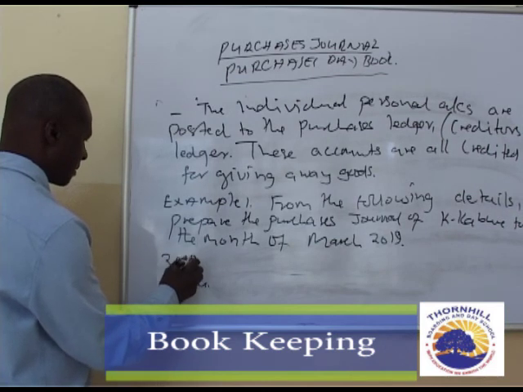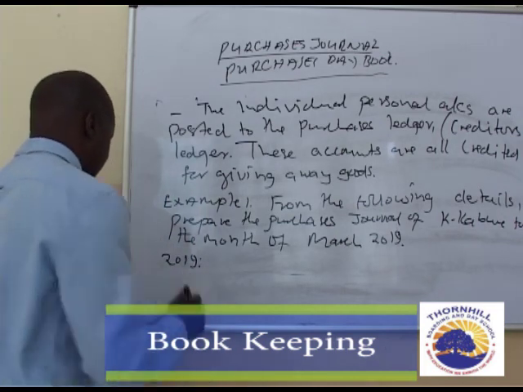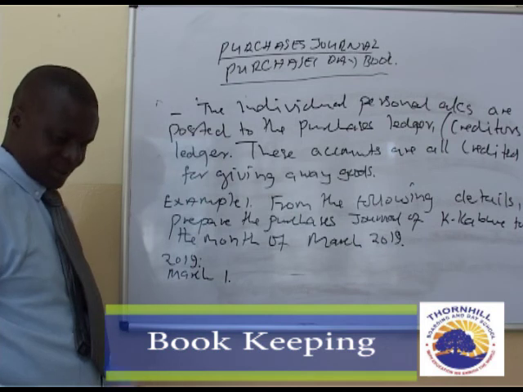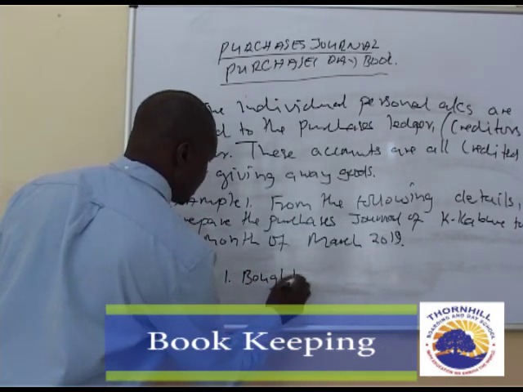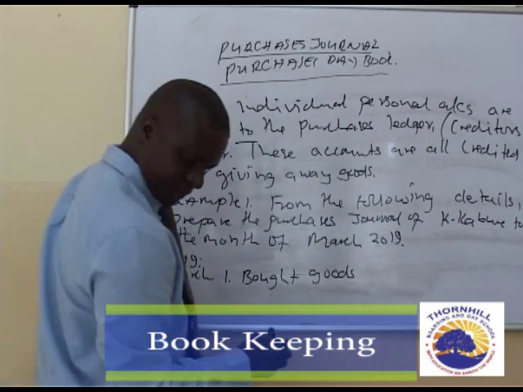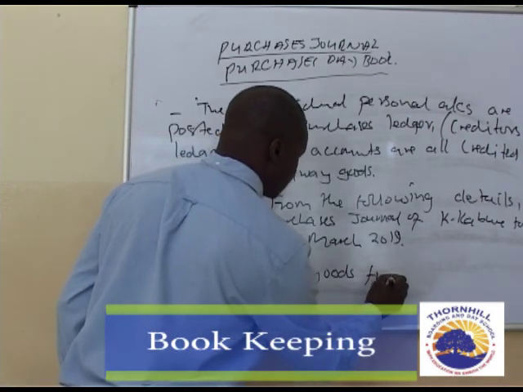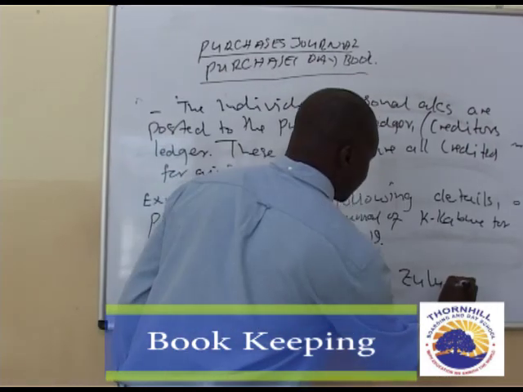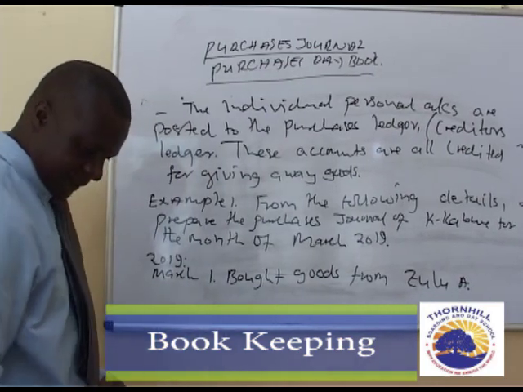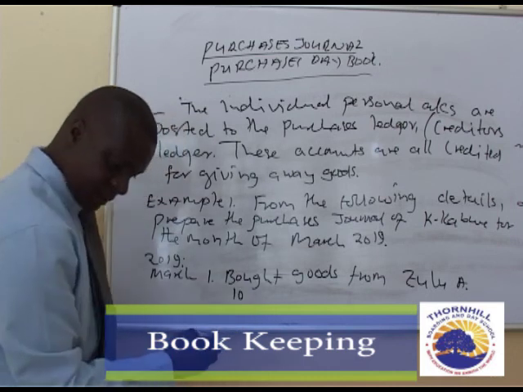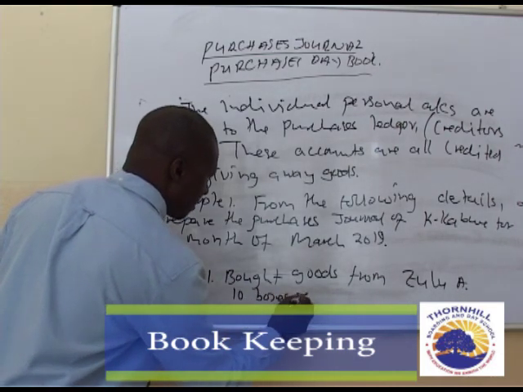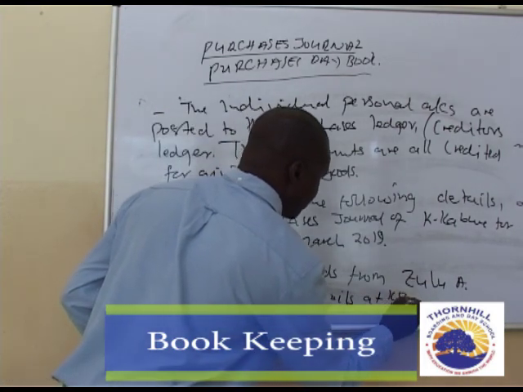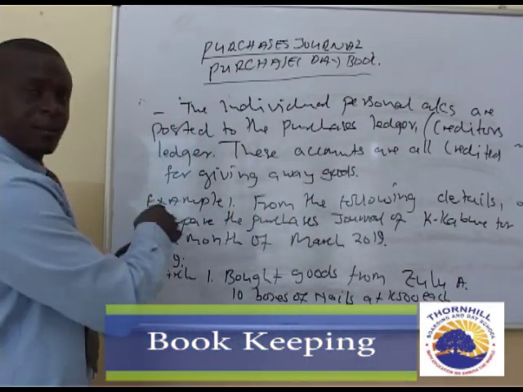We have the year. The month. Okay. And the first transaction reads as follows. March 1st. Bought goods from Zulu A. There are so many Zulus, so that is our abbreviation. 10 boxes of nails at 500 kwacha each. Fill the board, continue.